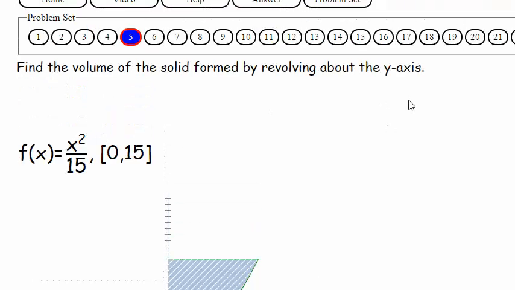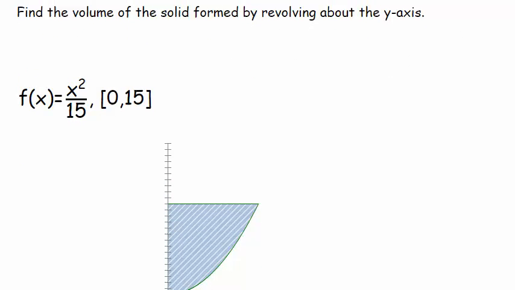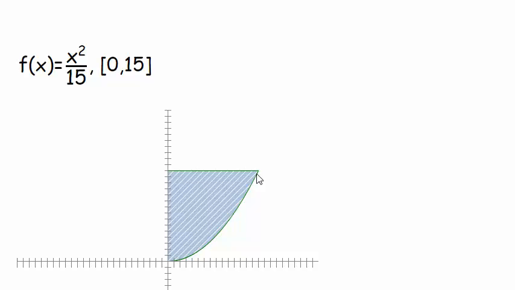It says find the volume of the solid formed by revolving about the y-axis. So we're going to take this thing, and if you can imagine what this solid looks like, I'd say it's the head of a bullet, maybe. If you take this and bring it on around, that's what we're going to be finding the volume of.